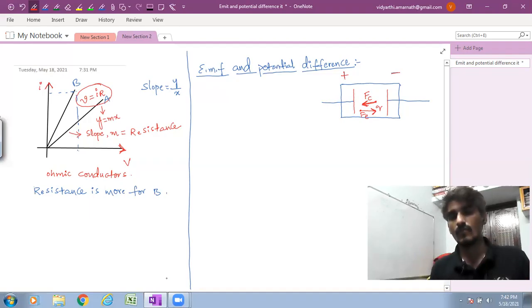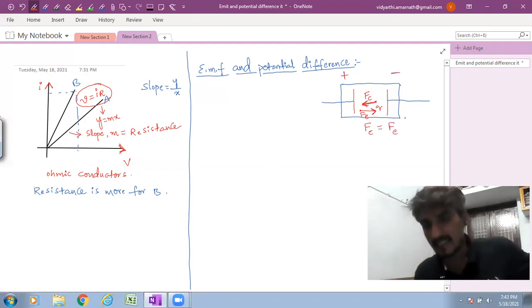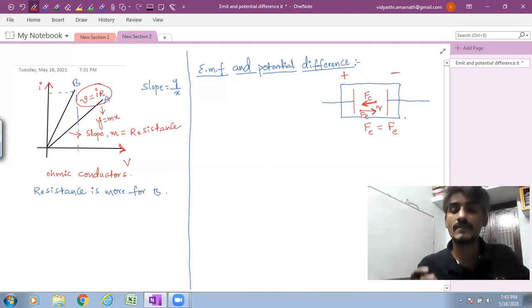After some time, you know what happens? Everything gets equal. Chemical force is equal to electric force. Got my point? So after some time, both get equal. Whenever the chemical force is equal to the electric force, we can say that the battery is charged. The battery is charged, and we call it a full battery, I mean, a perfect battery now.